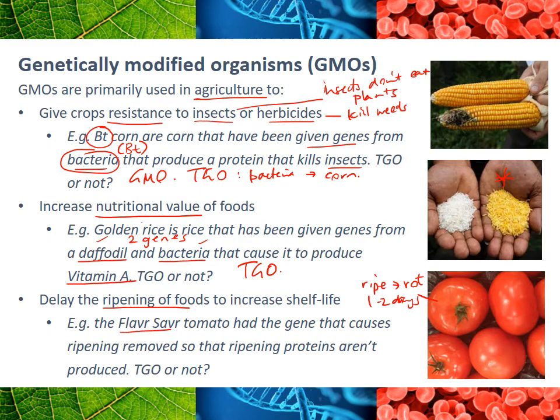tomato. This tomato had the gene that causes ripening removed so that the proteins that cause the fruit to ripen aren't produced, and therefore you could get maybe a week, even longer, before the fruit starts to rot. So in this one, we've just removed a bit of DNA from the original organism, but not replaced it with anything. So that would not be a TGO. It's a GMO, it's a genetically modified organism, but it hasn't been given DNA from a different species. It's just had some of its own DNA removed. So that is a GMO.